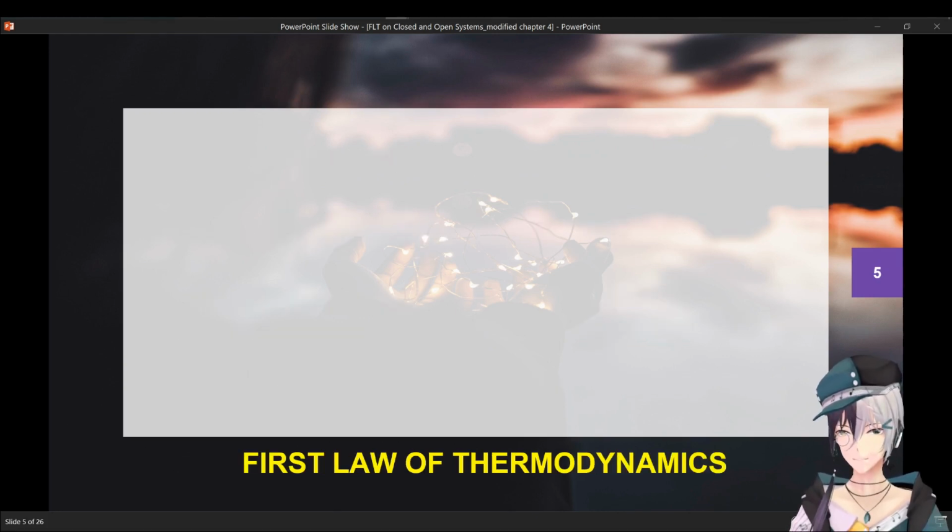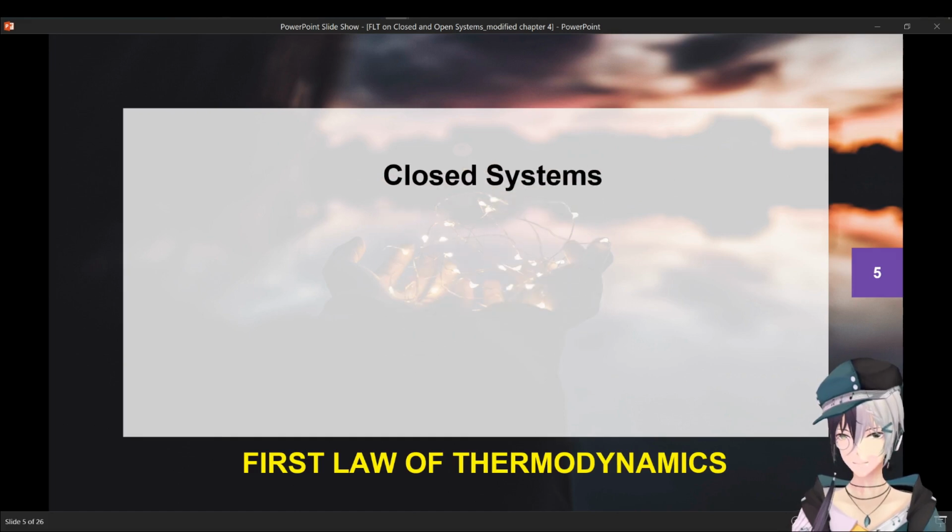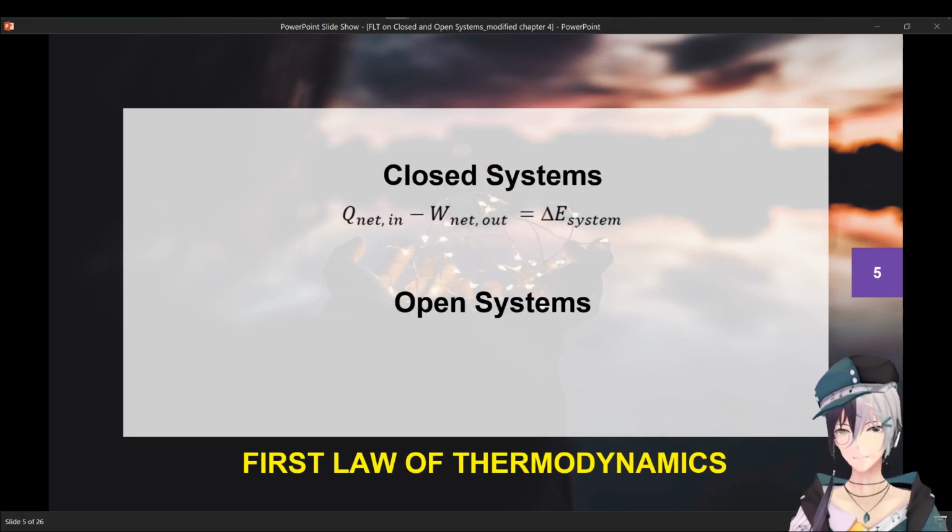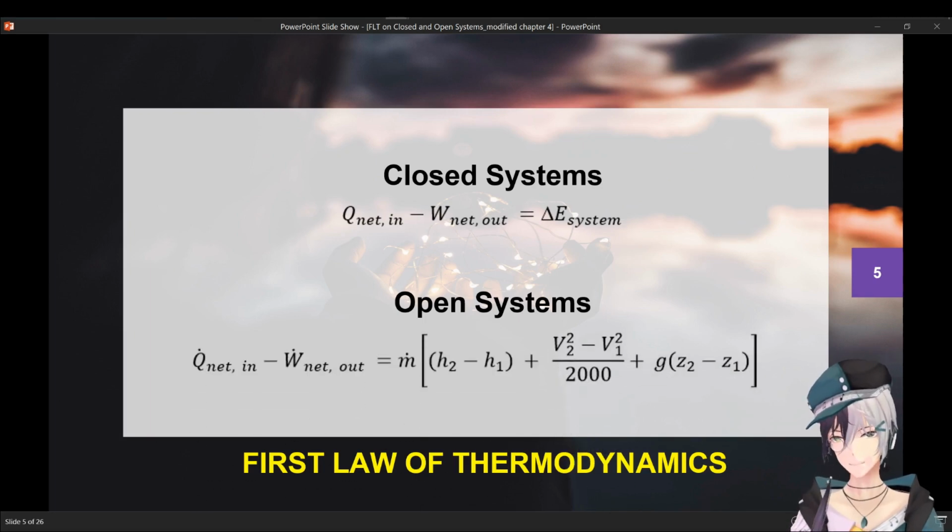So let's move on with the first law of thermodynamics under the closed system. For the closed system, Q net, so Q in minus Q out, and then work net, so work out minus work in.